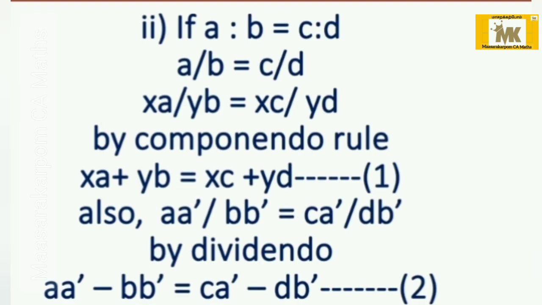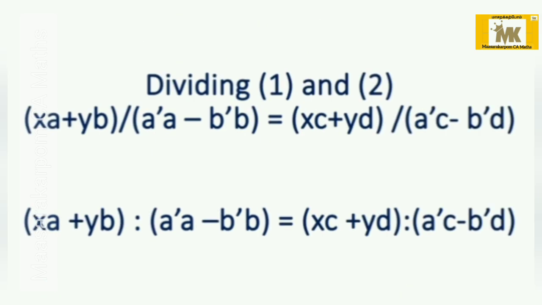a by b is equal to c by d. Multiply both the numerators by x and denominator by y. Then use the componendo rule. Then you have to multiply the numerator by a dash and the denominator by b dash. Then use the dividendo rule. Then divide, write in ratio structure.